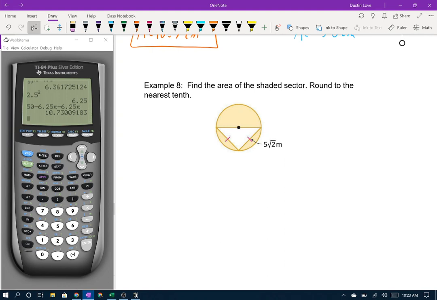Example 8. Find the area of the shaded sector here. Now, when we look at our composite, what I'm going to have to do is find the area of the circle, and then subtract out the area of the triangle. So let's go ahead and find the area of our circle first. Actually, in order to do that, I got to figure out what my diameter and everything is.